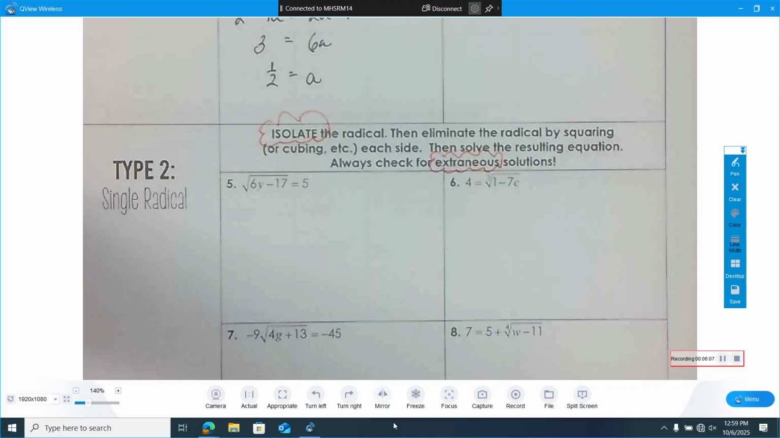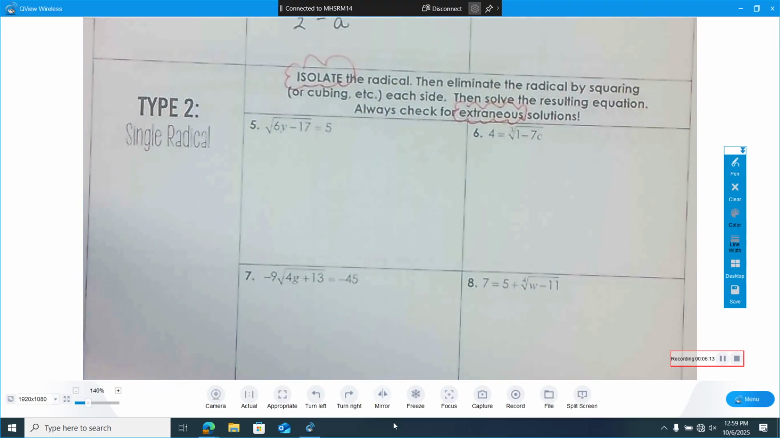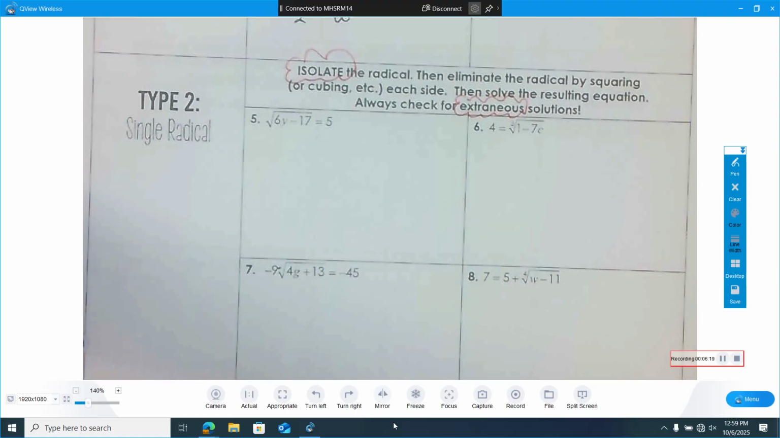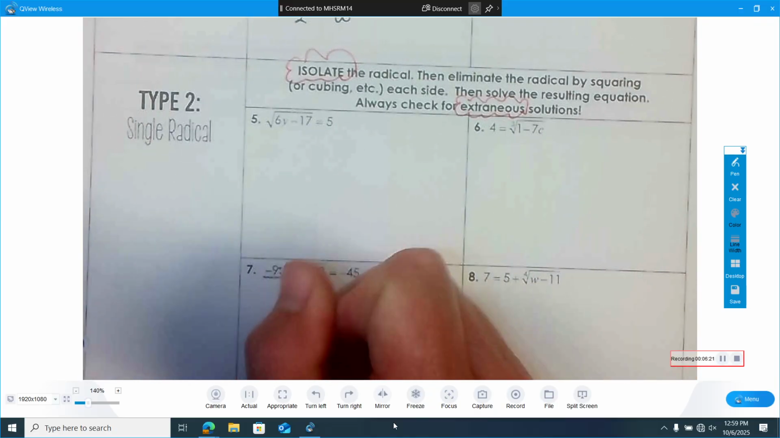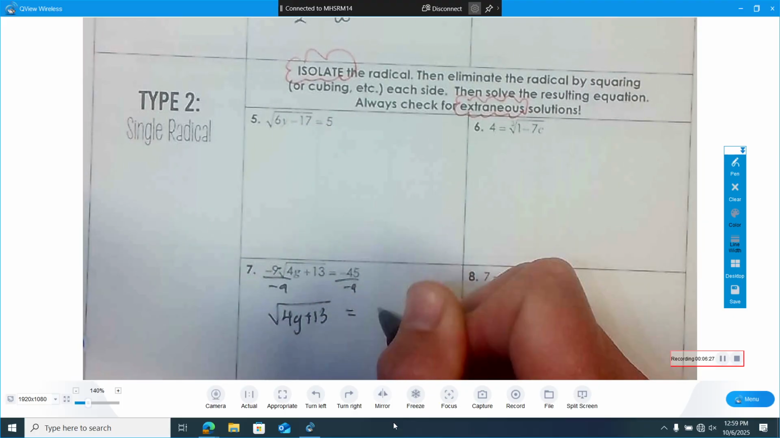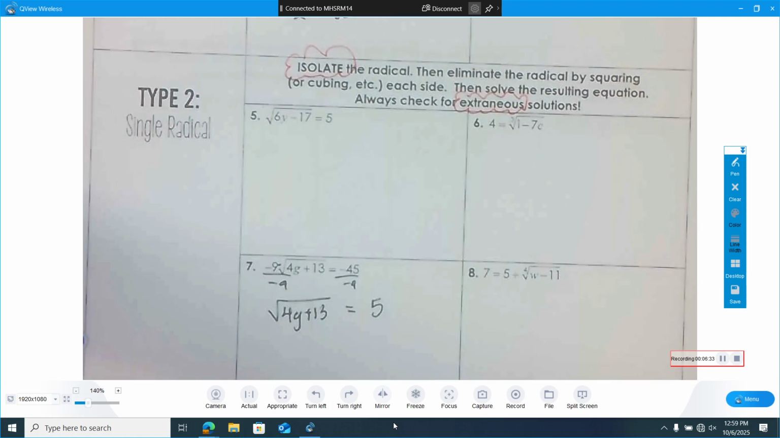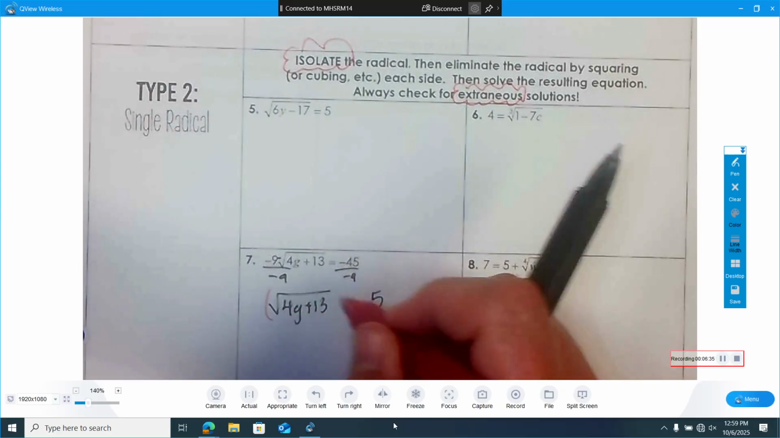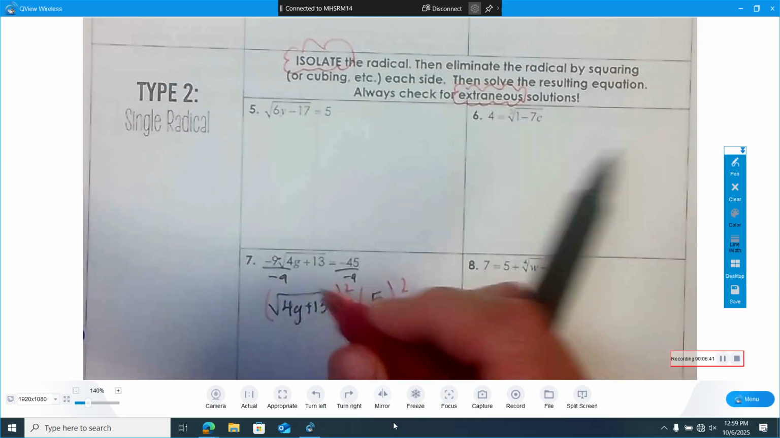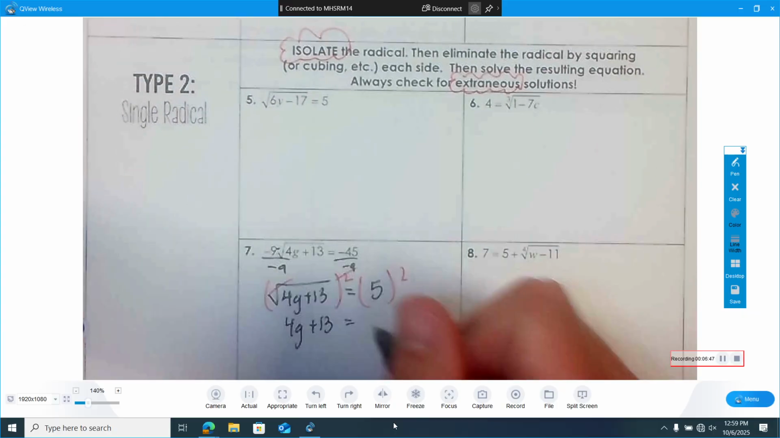So I'm going to look at number 7. On number 7, what do you want to do first? Divide by negative 9. Yeah, this is negative 9 times the whole radical. So we want to go ahead and divide by negative 9. So we get the square root of 4g plus 13 equals 5. Now our radical is isolated. How do we get rid of the radical? Square both sides. The square and the square root cancel out. So we get 4g plus 13 equals 25.